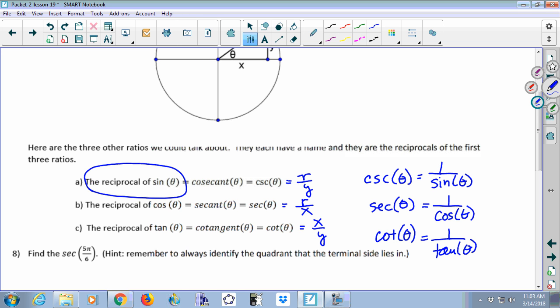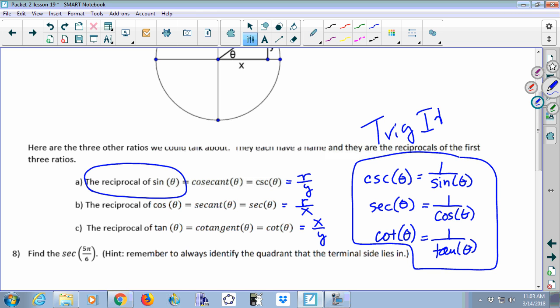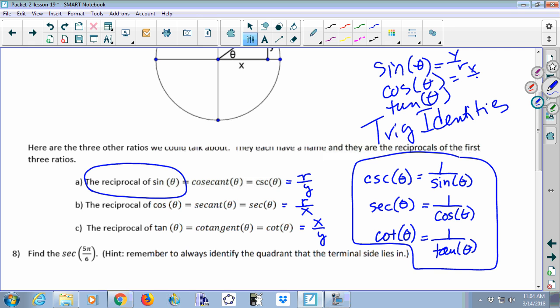So there's 3 new names for you. Cosecant, reciprocal of sine, secant, reciprocal of cosine, and cotangent, reciprocal of tangent. These are what are known as trig identities, just along with your other 3, sine of theta, cosine of theta, and tangent of theta. So all of these fit into what's called trig identities. All 6 of these.